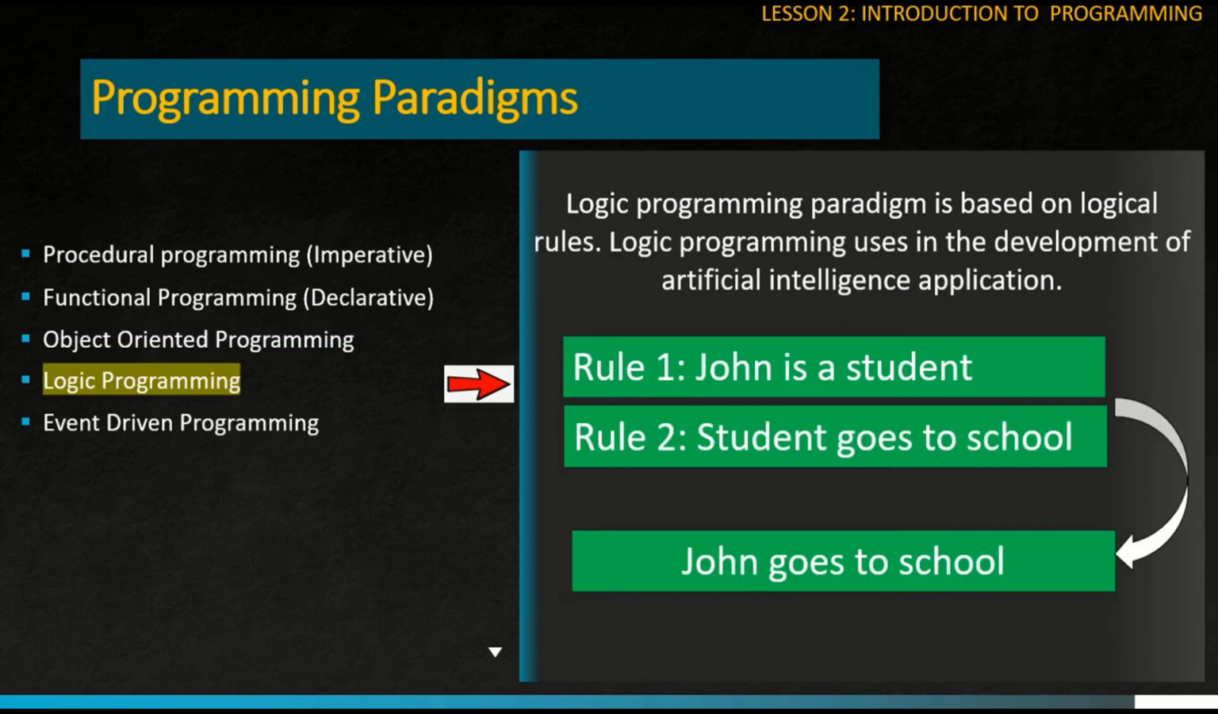Logic programming paradigm is based on logical rules. Logic programming is used in the development of artificial intelligence applications. A computer tries to solve a problem and comes to a conclusion based on the rules defined to it. For example, if you define two rules like, John is a student, and student goes to school, the computer will predict something like, John goes to school.